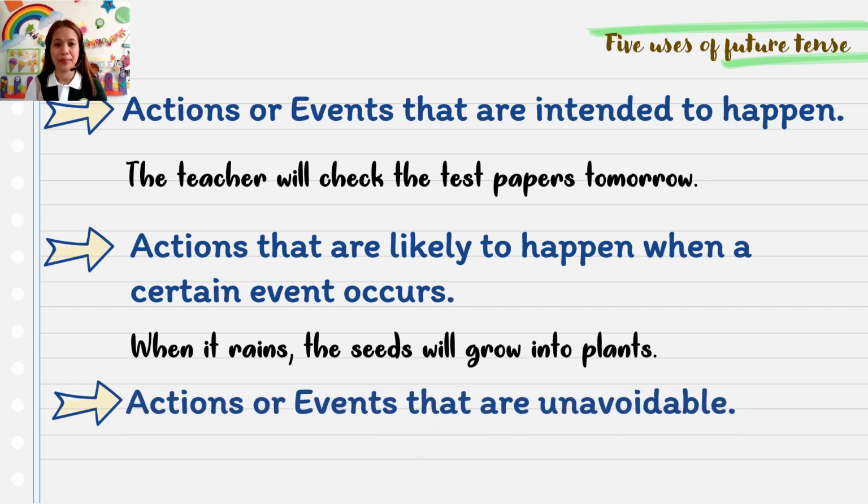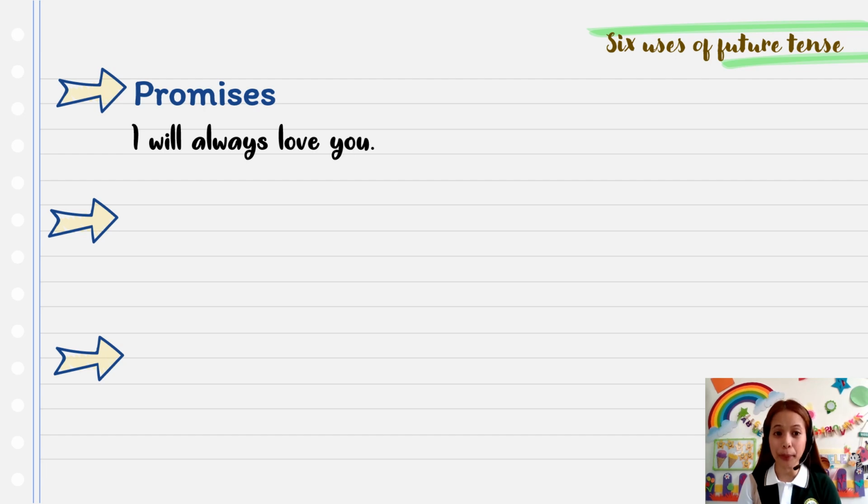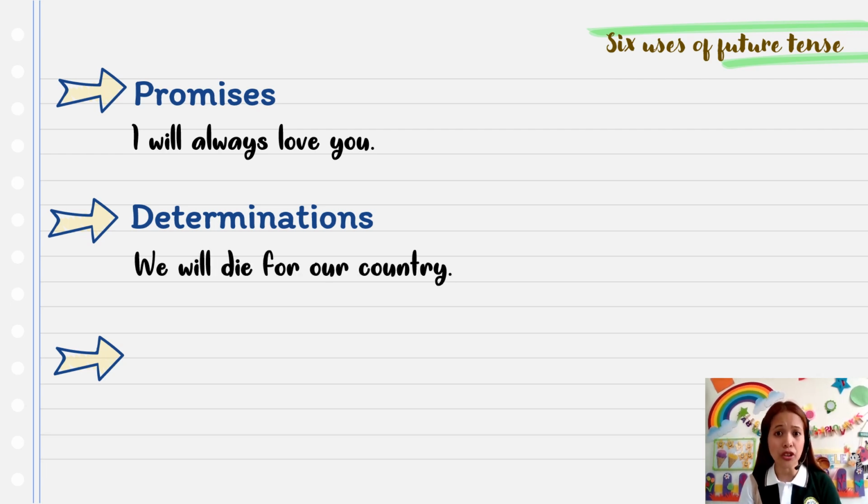Okay, the next one, action or events that are unavoidable. For example, nobody will live forever. Meaning to say unavoidable. You cannot change it, you cannot break it. Alright? Okay, the next one, promises. We usually use it, right? For example, I will always love you. Okay, if you want to make a promise, you have to use future will. Okay? The next one, determination. Determination, you are determined to do it. You strongly believe that you will do it. For example, we will die for our country.